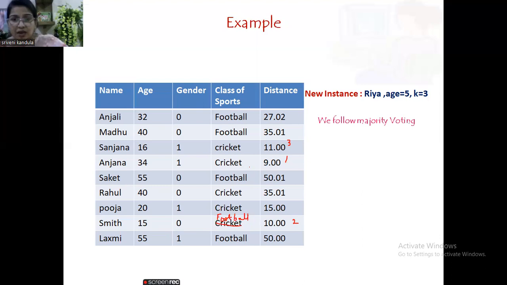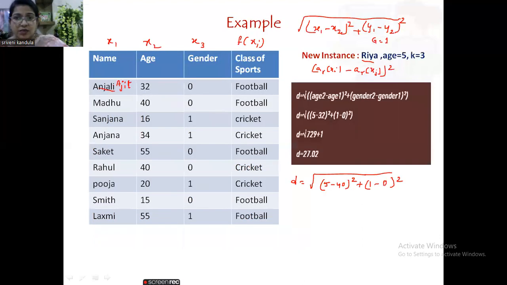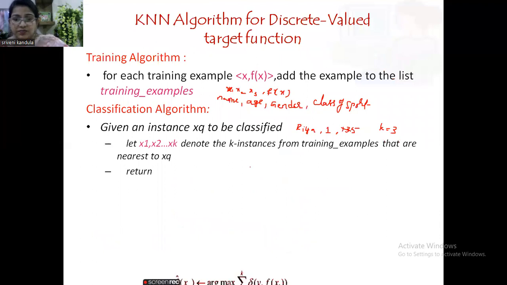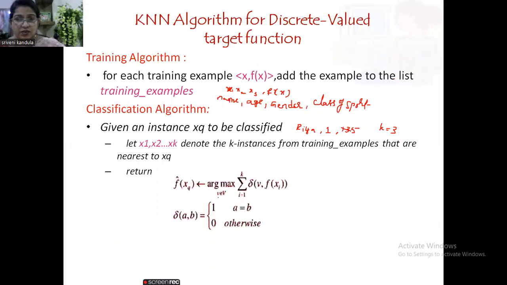But as per our algorithm, let's see what was the formula that we have. Argmax of V belongs to capital V. So what were the possible values for the target instance? The possible values are either football or cricket. The V values that we have are these two. Now for these two values, we have to take V comma f of xi. Based on that, if both are same, we will take the value as 1. Otherwise, we'll take it as 0.